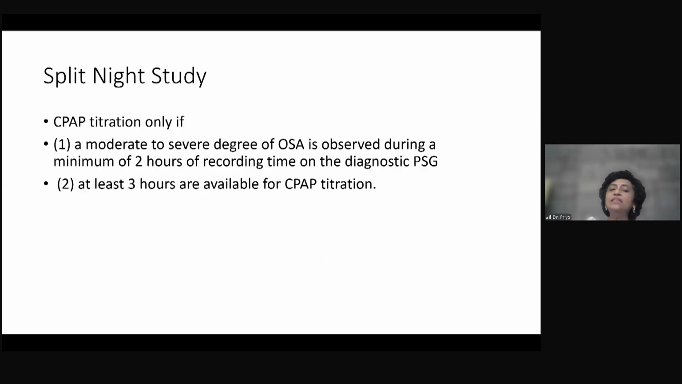So can we do a split night study? Yes, a split night is the other option. You can do it in lab if moderate to severe OSA is observed during the first 2 hours of the recording time, and at least 3 hours are available for CPAP. Suppose a person has a very high probability, and the technician is smart enough to take the call that within the first 2 hours, if the patient has say 50 or 100 apneic events per hour, then it is wise to convert.